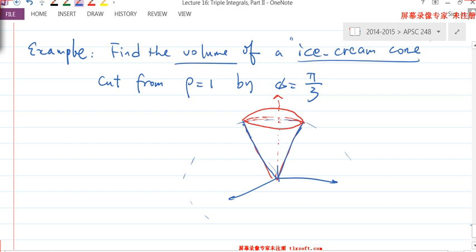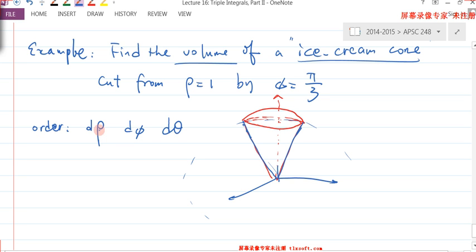Find the volume. Just like the other integrals using other coordinate systems, we have to determine the order of integration first. In terms of this one, normally what we do is d rho first, and then d phi and d theta. We normally use this order. Not that you cannot use the other orders, but this is probably more intuitive. So d rho, d phi, d theta as the order.